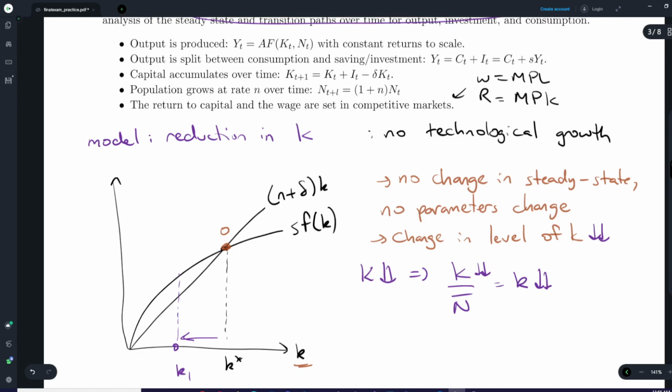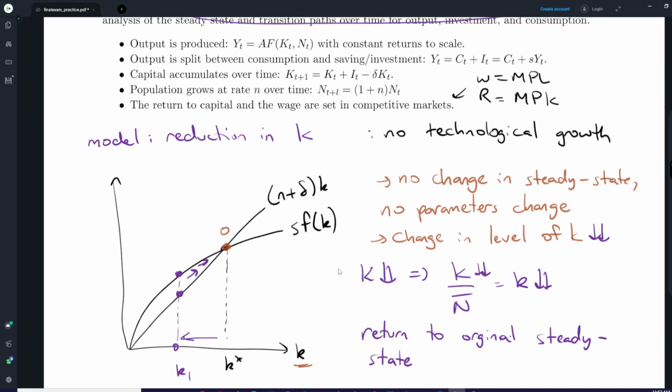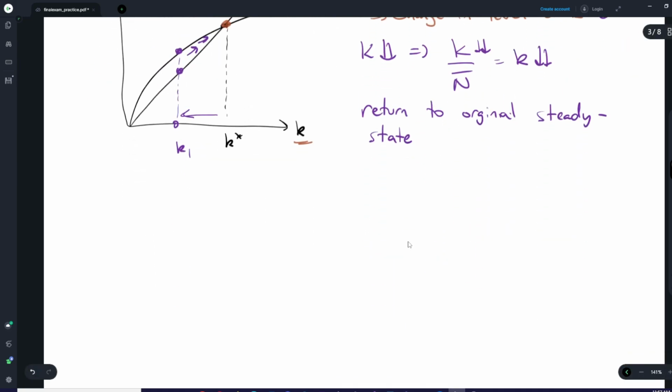If none of the forces, however, are affected, now you're going to have savings greater than depreciation, and capital is going to accumulate back to the steady state, right? So there's going to be a return to the original steady state given time, because none of the parameters have adjusted. So we get knocked out of the steady state, but we still are who we are. So we go back to the steady state given time. What does that look like for transition paths?